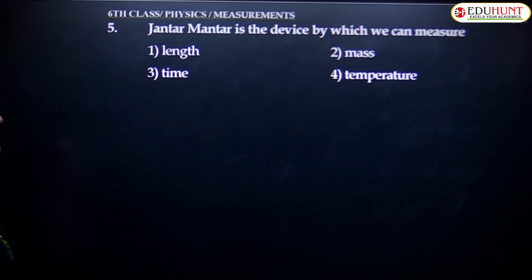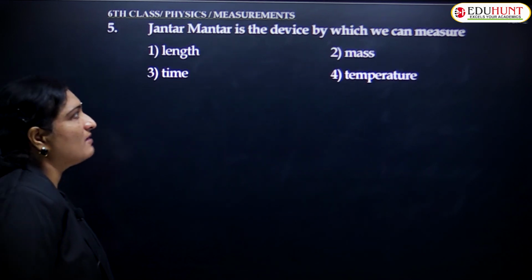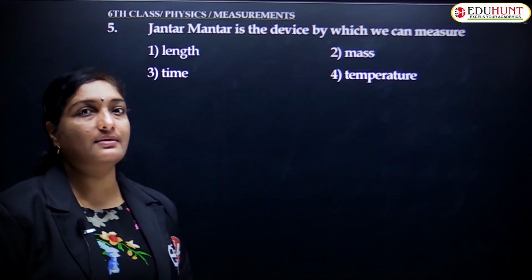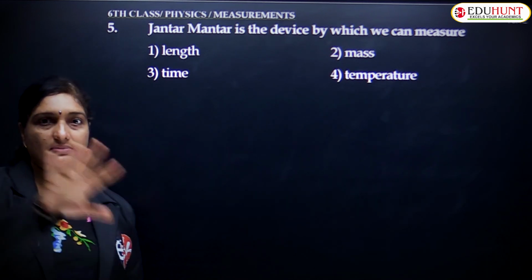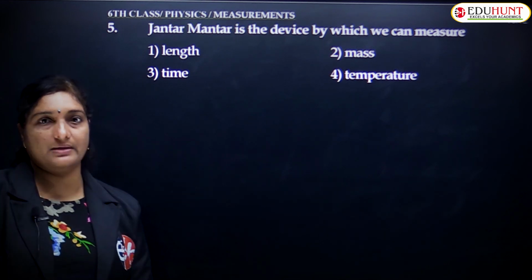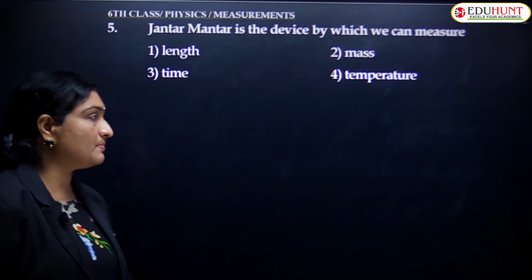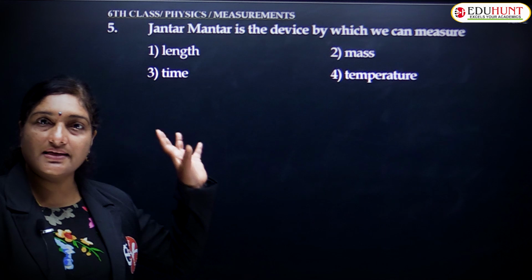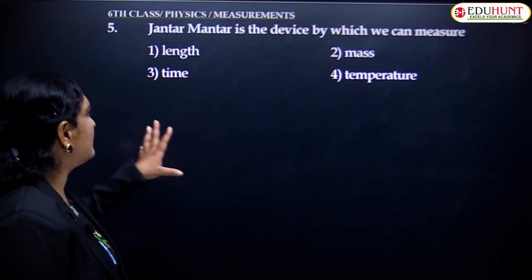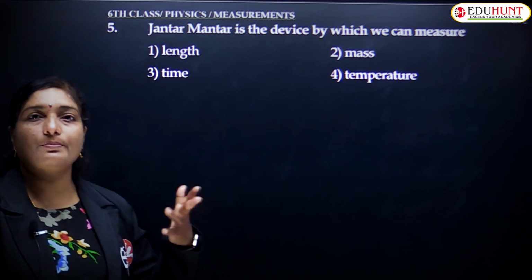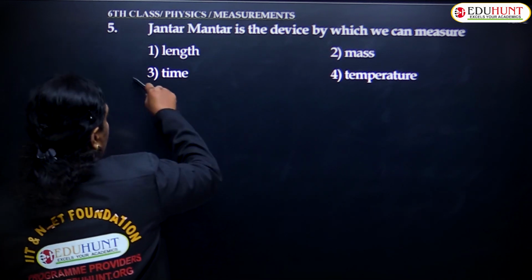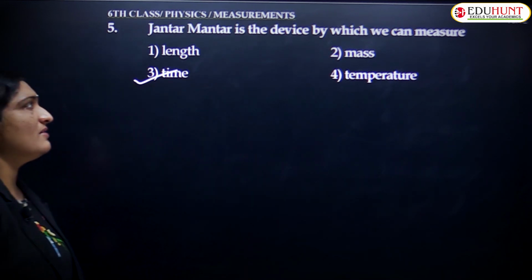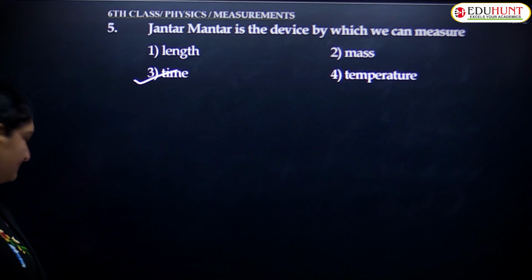Next question. Jantar Mantar is the device by which we can measure. So Jantar Mantar, have you noticed? If you visit Delhi, there we have Jantar Mantar, that heart shaped symbol, red color, everything is visible. So that is a time dial. The Jantar Mantar is used to measure time naturally. So Jantar Mantar is the device by which we can measure time.